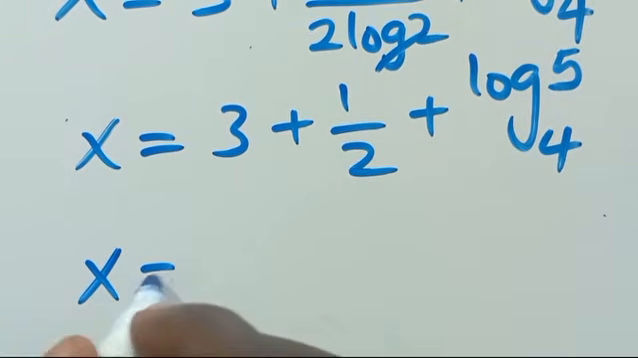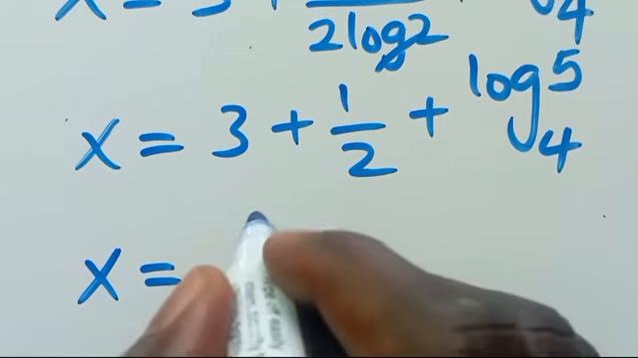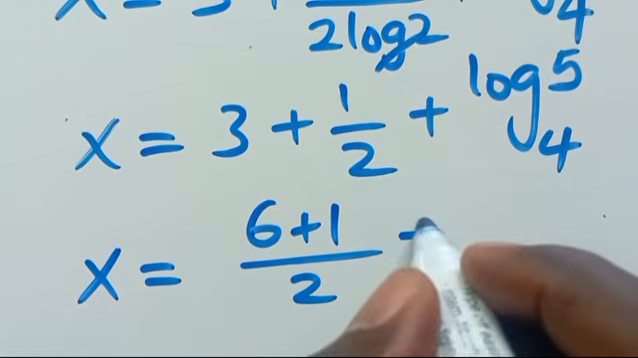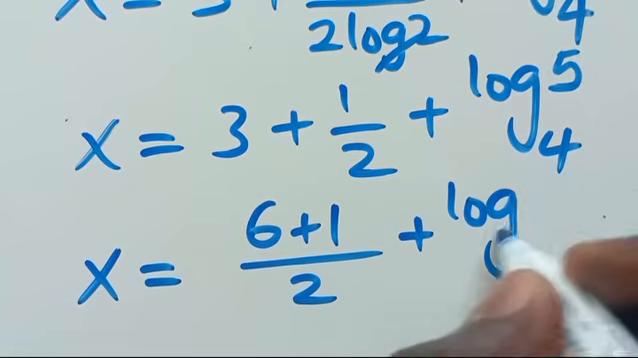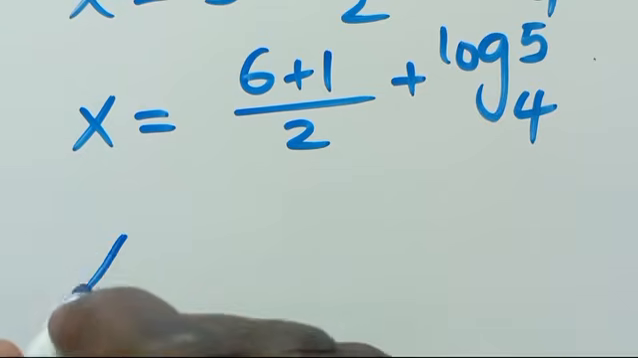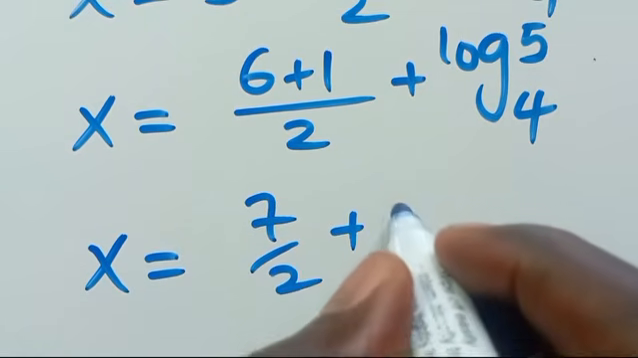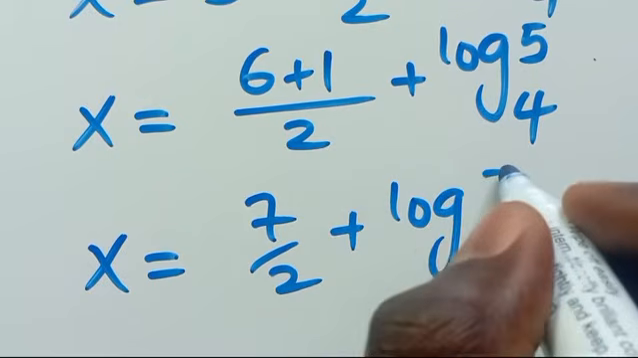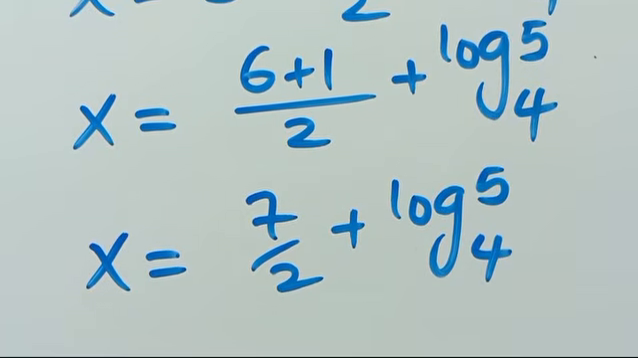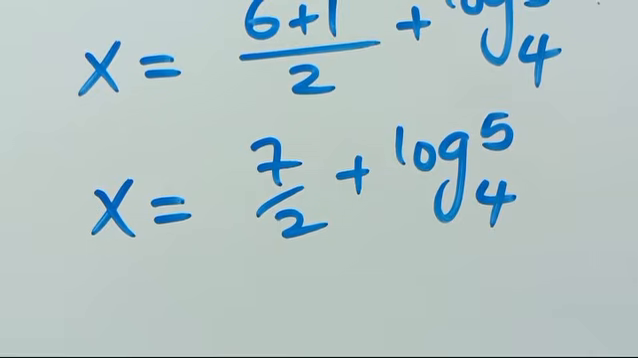So x, this will be 2 times 3 will be 6 plus 1 plus log 5 in base 4. x, 6 plus 1 will be 7 over 2 plus log 5 in base 4. So from here, x equals 7 over 2 plus log 5 in base 4.